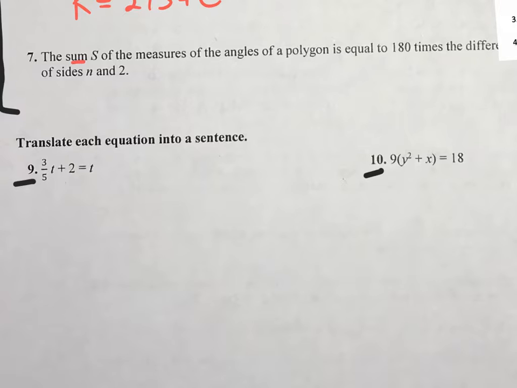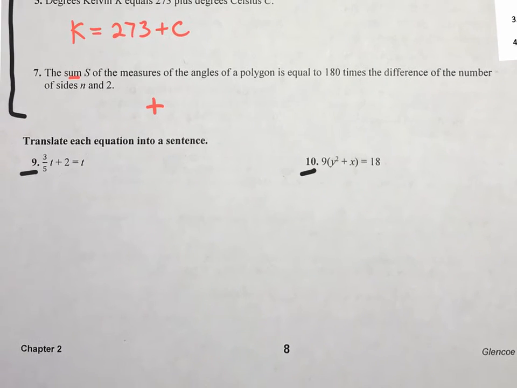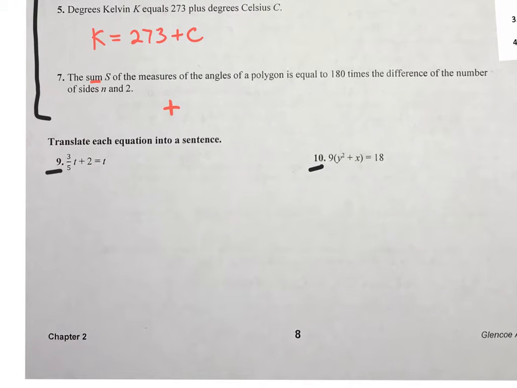The sum, so we're going to be adding something. What are we adding? The sum S of the measures of the angles of a polygon is equal to 180 times the difference of the number of sides n and 2. Okay, that's heavy duty. Let's erase that plus sign. Let's think this through. We need to really carefully read this. The sum S of the measures of the angles of a polygon is equal to.